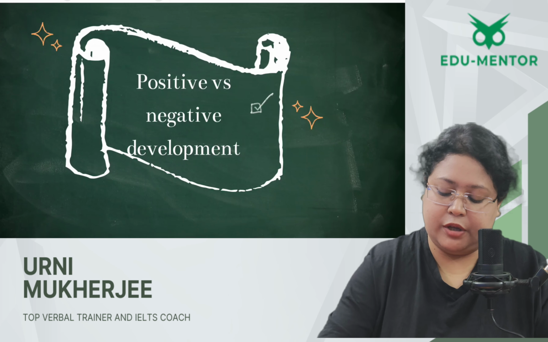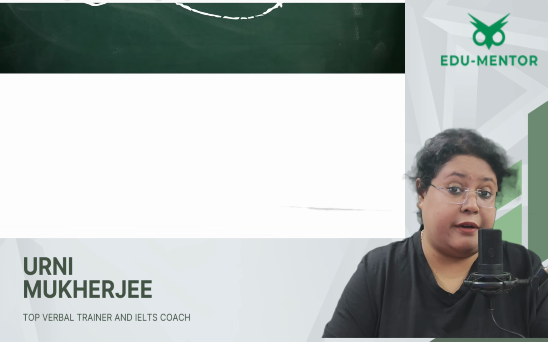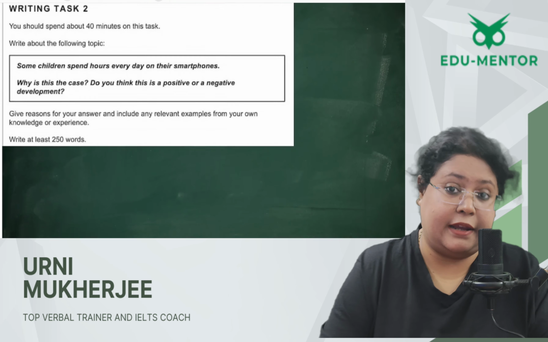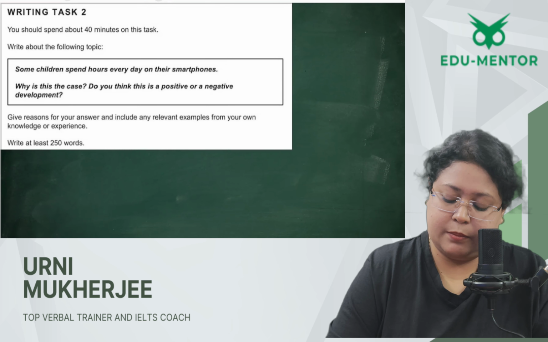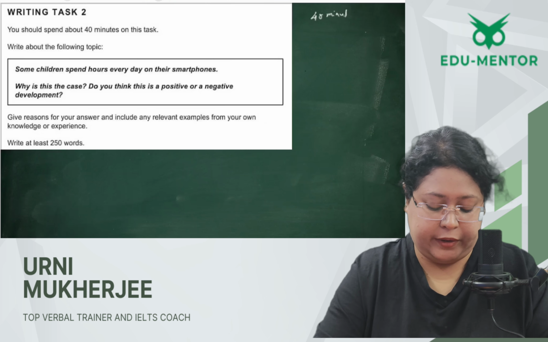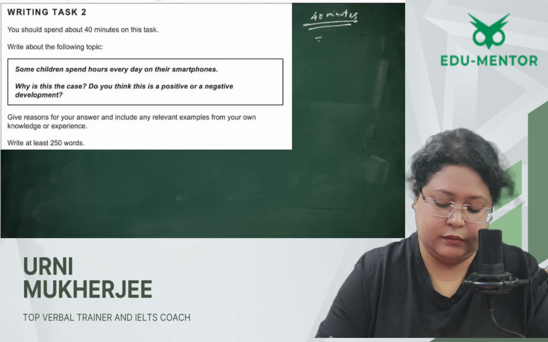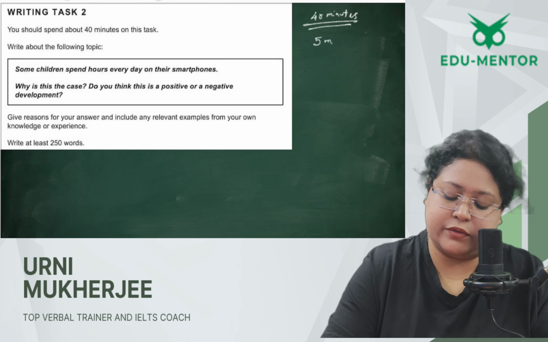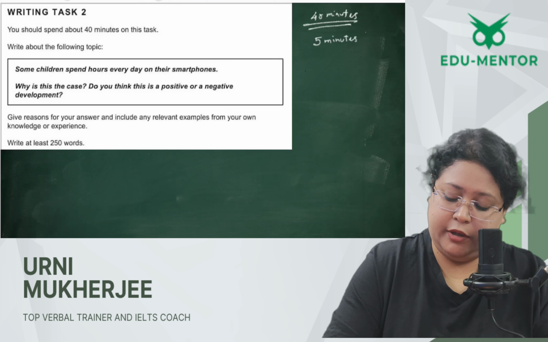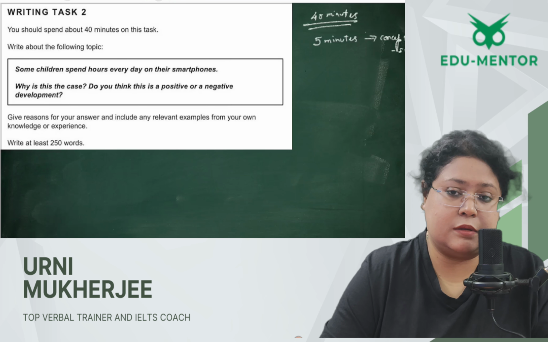Now, moving on to other examples. So we have a different variant. This time we have positive and negative developments, right? So positive and negative developments, let's see an instance of that. We have this topic. Again, you should spend about 40 minutes. We'll talk about the timing also, that 40 minutes is usually more than sufficient if you want to write a decent piece, as long as you can formulate your reasons readily, right?